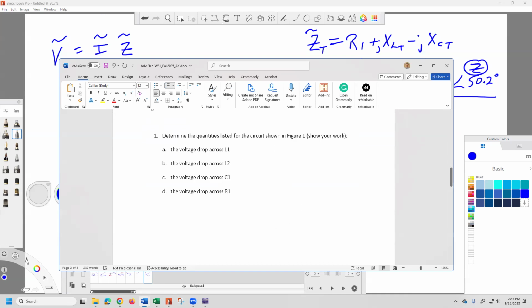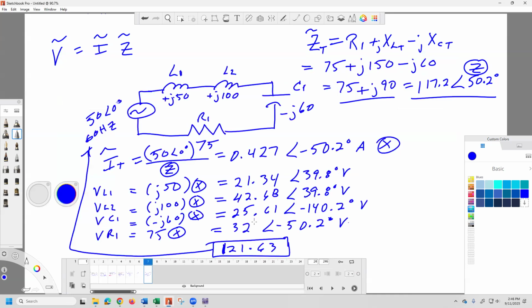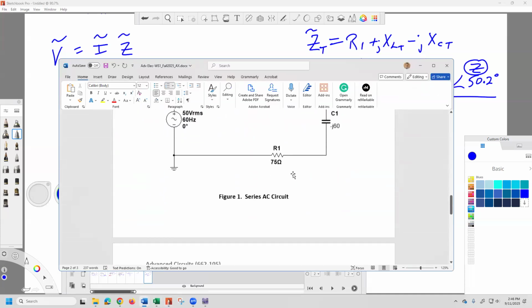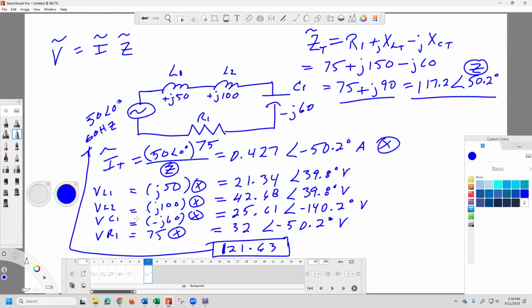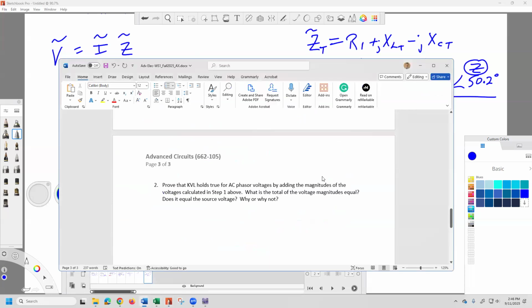That goes here. Part 2 is add these magnitudes up and then say it equals 121.63. So the answer to the question, what is the total? It's 121.63. Does it equal the source voltage? No. Why or why not? Because you have to add the entire complex number to get the source.